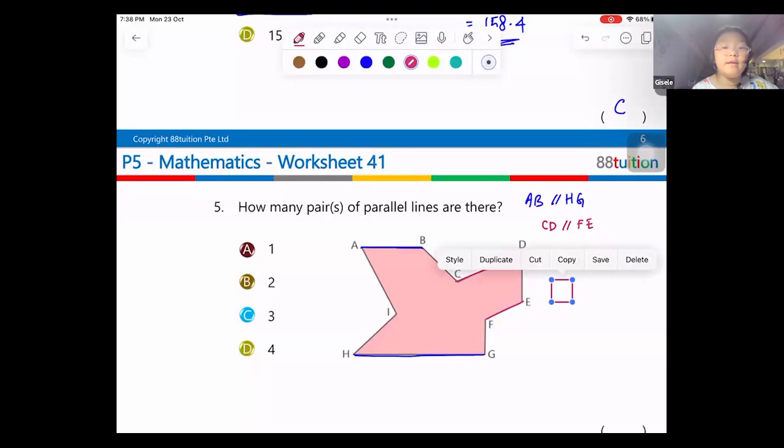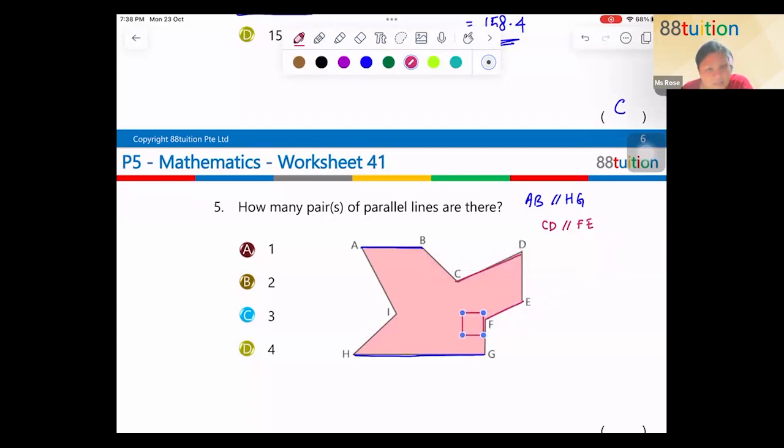Raymond says he still doesn't get it. What do you mean you don't get it? Can FG and DE be parallel? Oh wait, no, it cannot be parallel, right? So now you get it? That is not parallel. Those of you who got the third one, who else got the third line? Raymond, you can leave it in the chat. Which one is the third line that is parallel?